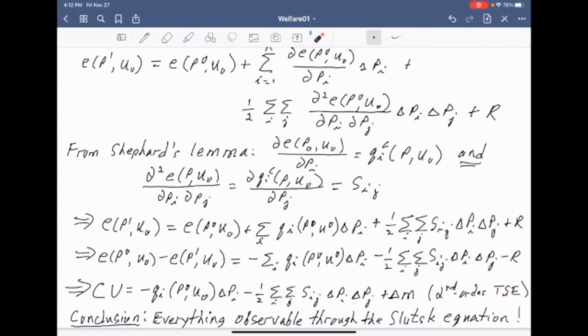The conclusion then is that everything can be observed through that Slutsky equation. So the Slutsky equation allows us to make these observations. We can find these values and thereby get the delta W.